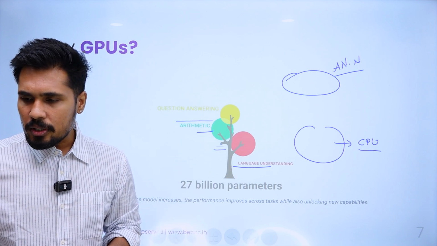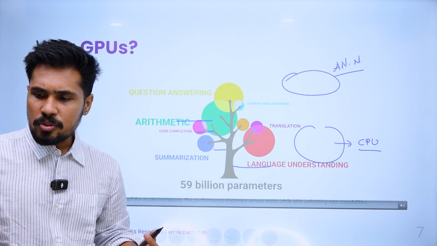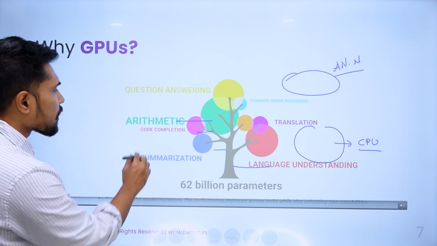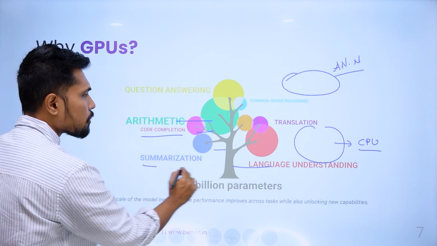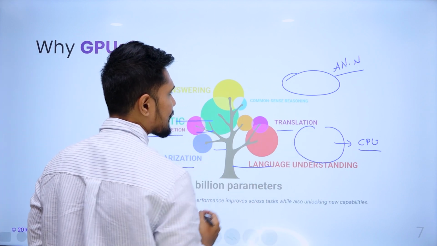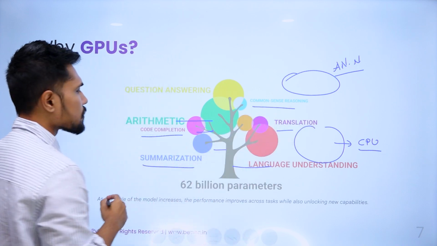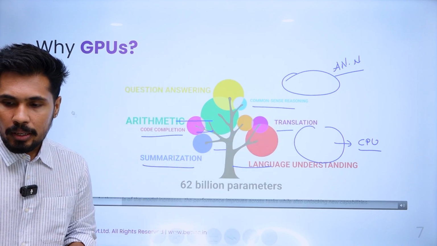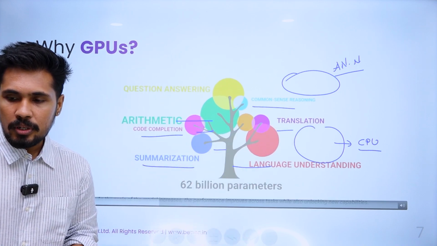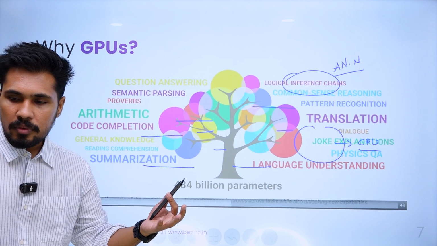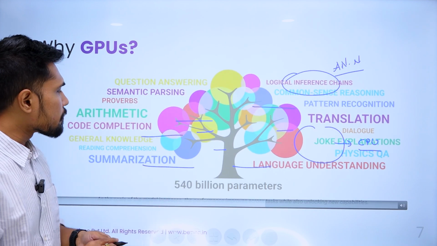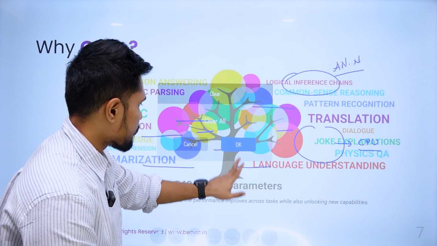So again, if I just increase it to 60 billion parameters, now we are able to get code completion, summarization, translation, and common sense reasoning. If I increase the number of parameters further, to overall 540 billion parameters, now it can do a lot.